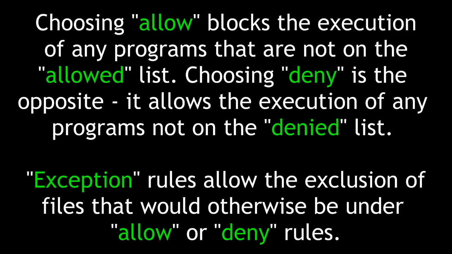Choosing allow blocks the execution of any programs that are not on the allowed list. Choosing deny is the opposite. It allows the execution of any programs not on the denied list. Exception rules allow the exclusion of files that would otherwise be under allow or deny rules.